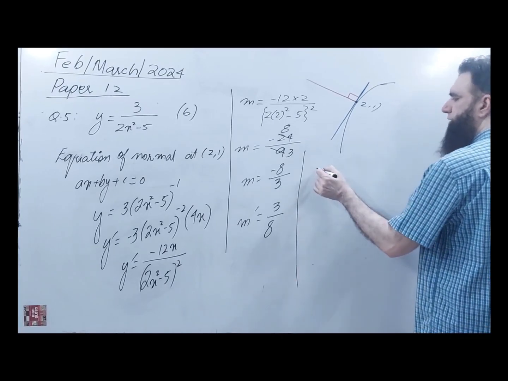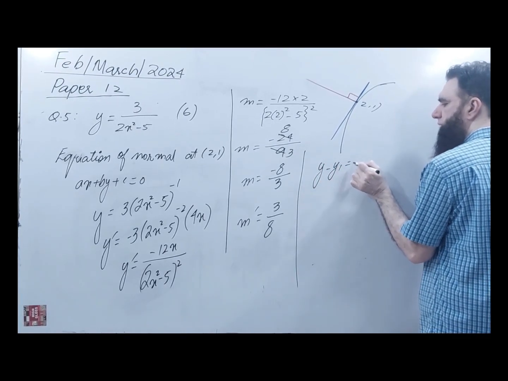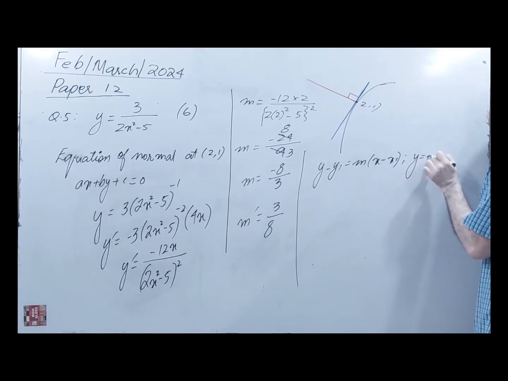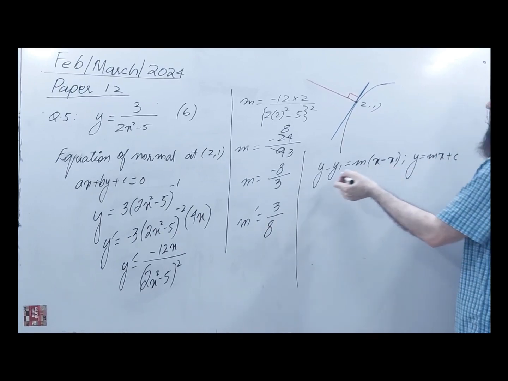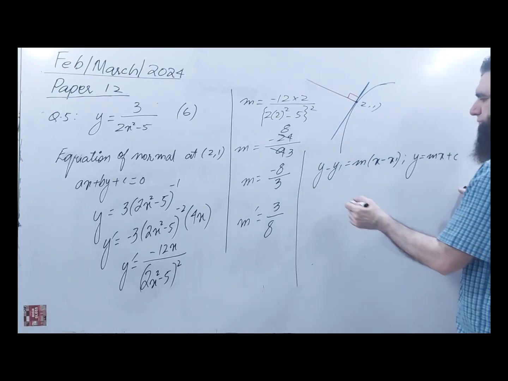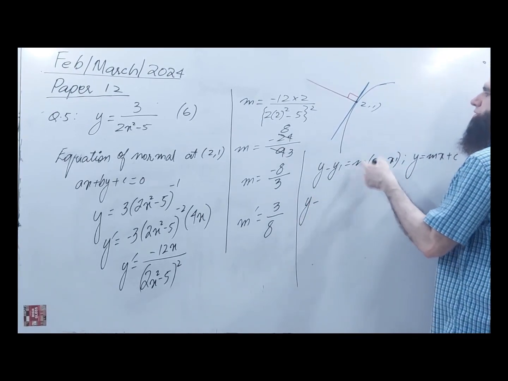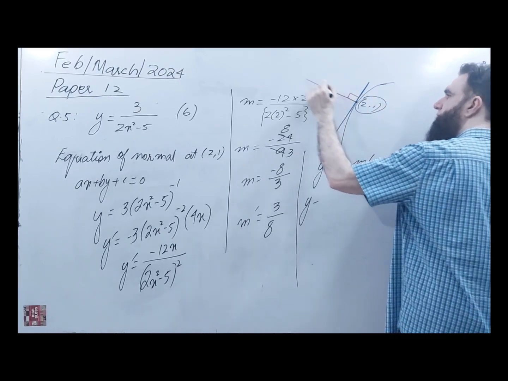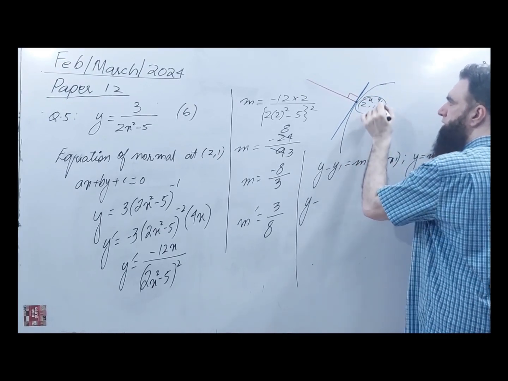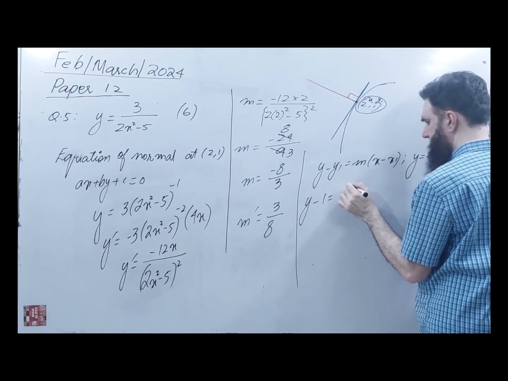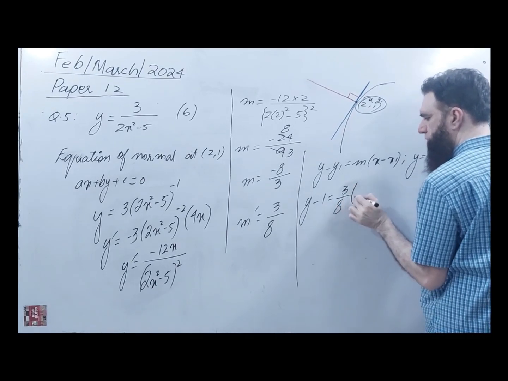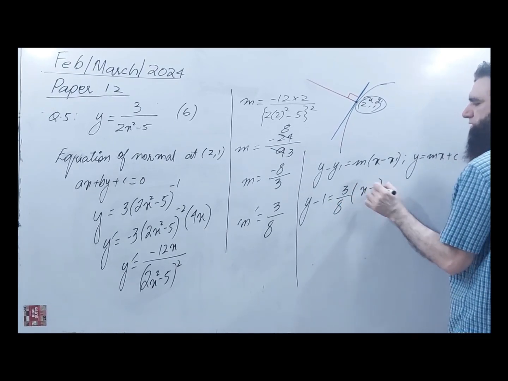Now you know the equation is y minus y1 is equal to m into x minus x1. You can rather use y is equal to mx plus c. Both are correct. I usually use this when the y-intercept is not given directly. x1 and y1 is the point on the line. So this 2, 1 is on the normal. So this is x1 and this is y1. So y1 is 1, gradient is 3 upon 8. Make sure you do not write minus 8 upon 3. So y minus 1 equals 3 upon 8 in x minus 2, and you just have to simplify it.